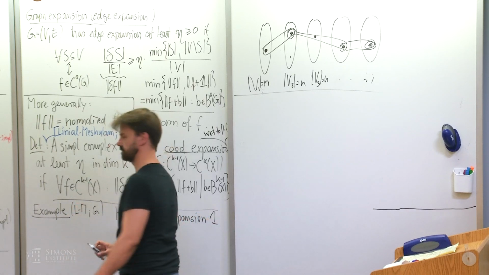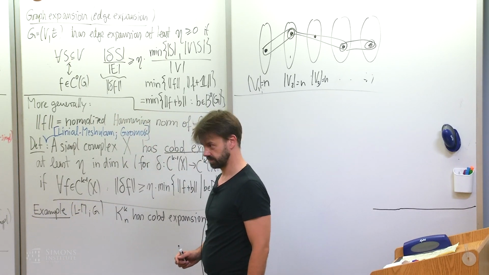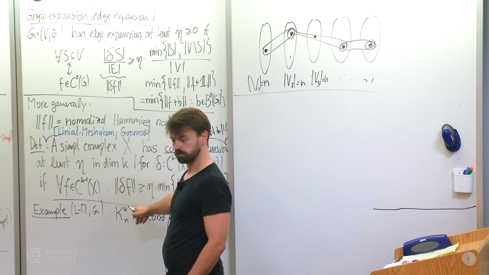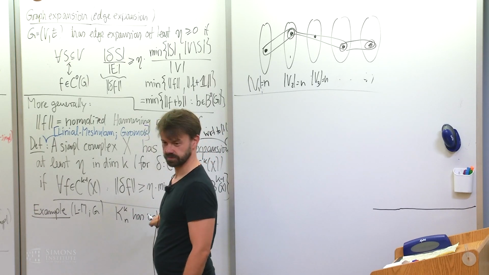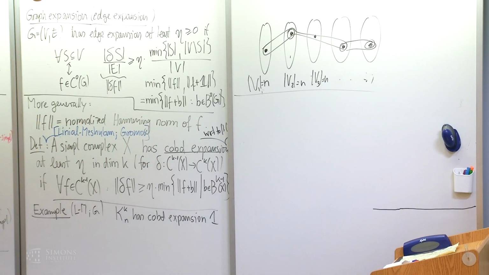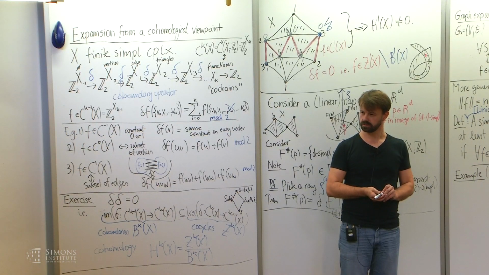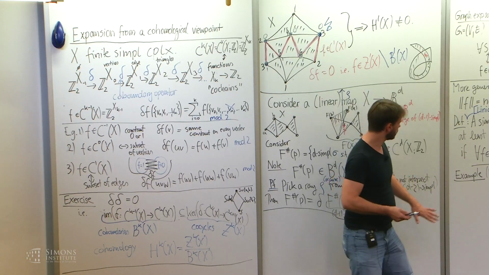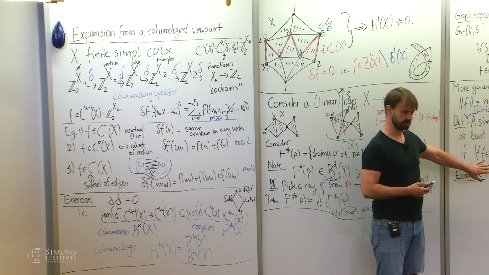And indeed it is. So this thing has co-boundary expansion 1. And this is not trivial. It's not hard, ex post facto, once you see the proof, but it's not trivial. Let me see. I have about 15 minutes left. Let's take it on faith for now.